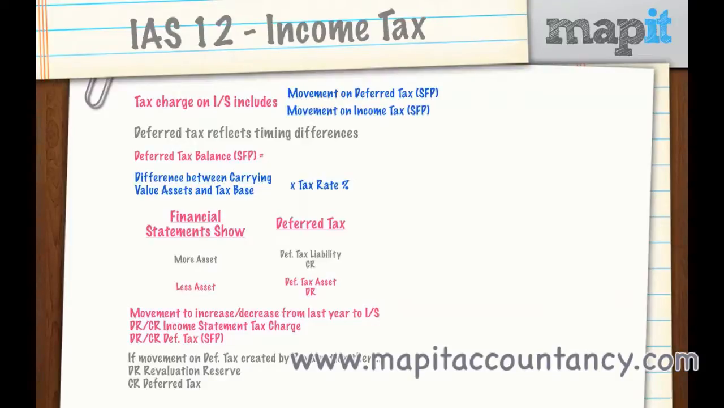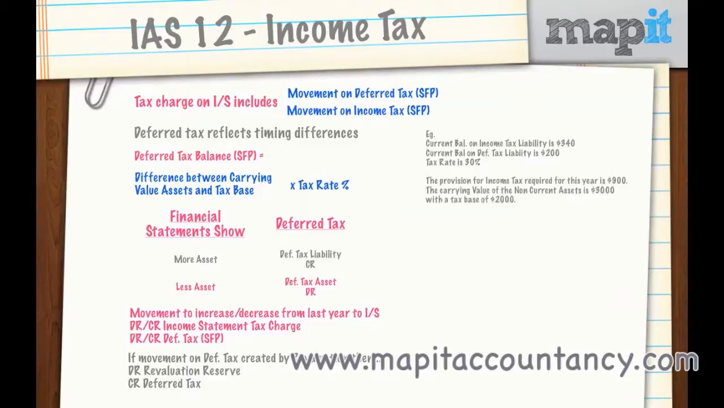So if the movement is created by a revaluation, then the amount of that movement that is created by the revaluation is debited to the revaluation reserve instead of the income statement, credited to deferred tax on the statement of financial position. So do look out for that. You'll see that quite regularly in these question 2s, so you'll get used to those.